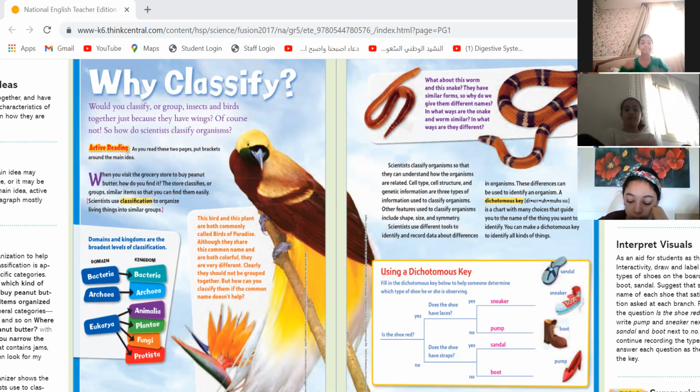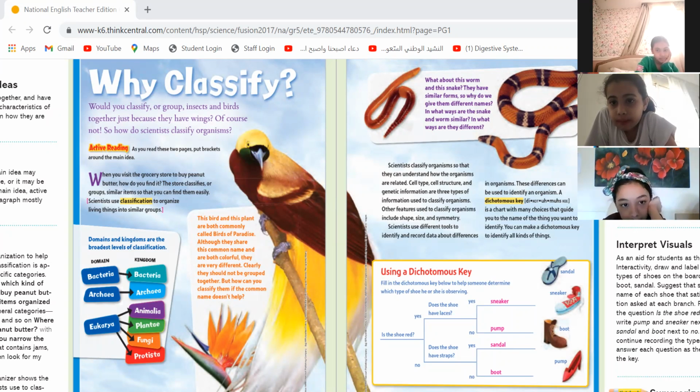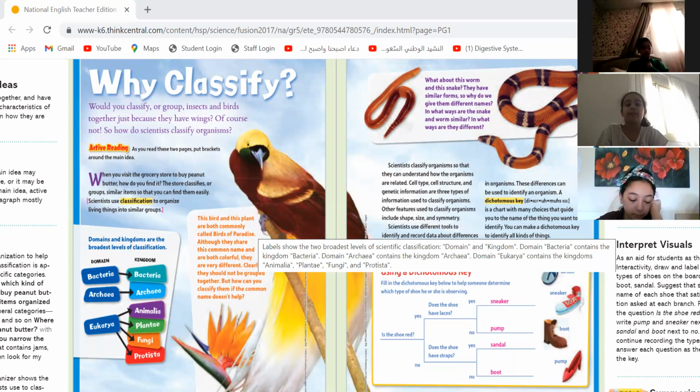Today we are going to learn what the domains and the kingdoms are. Domains and kingdoms are the broadest level of classification. They are the basics, they are on top. Up there you'll find the domain, then you will find the kingdom. For example, the domain is Bacteria, and the kingdom is also Bacteria. We have domain Bacteria, kingdom Bacteria, and domain Archaea, and the kingdom is also Archaea.